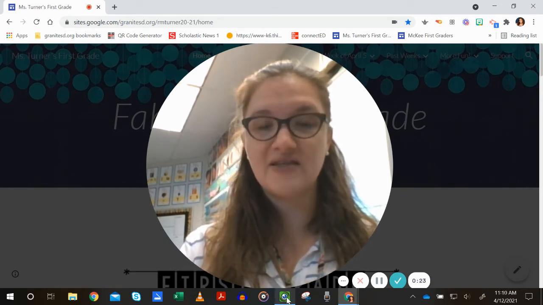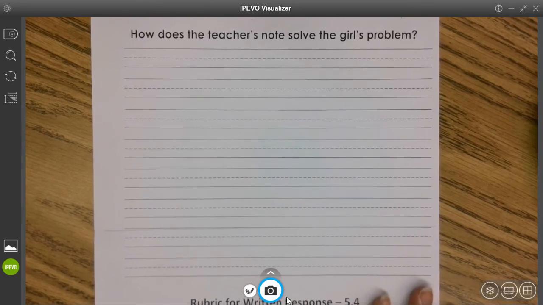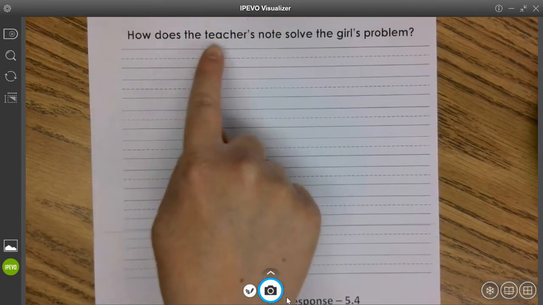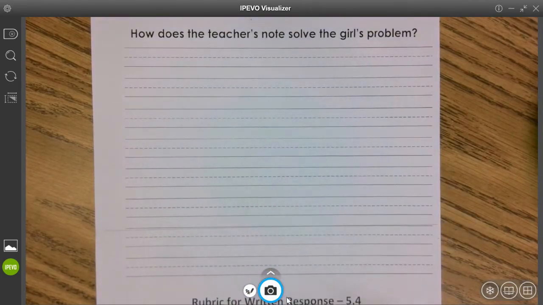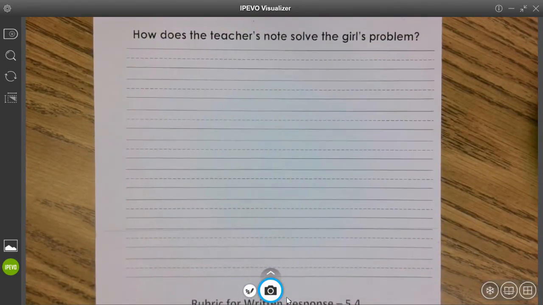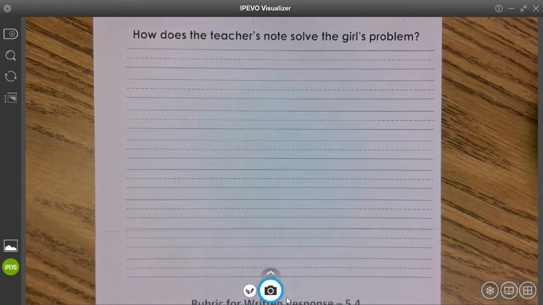Okay, so you have this on your paper. So make sure you have your paper ready. How does the teacher's note solve the girl's problem? Okay, so what is the topic of this sentence? What is this sentence or this question mostly about? It's about the teacher's note. Okay, so that is what we are going to start with.